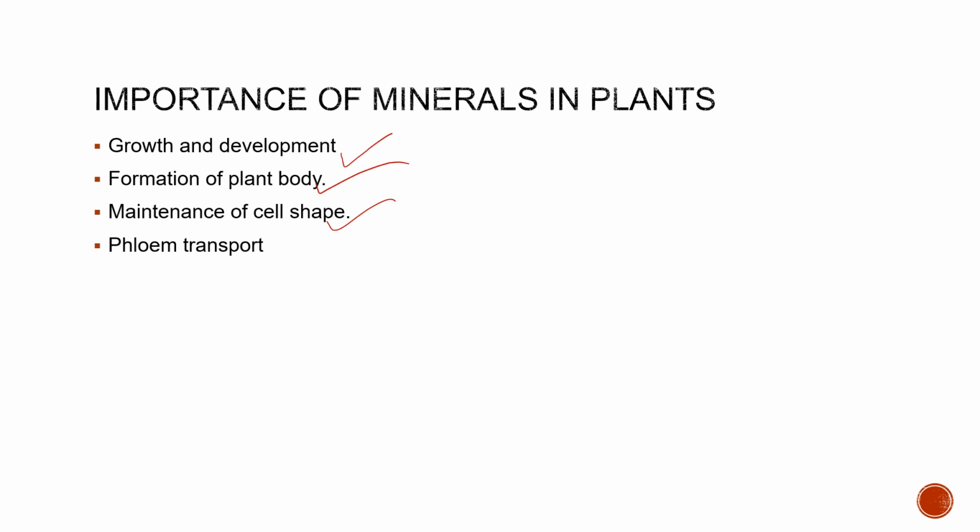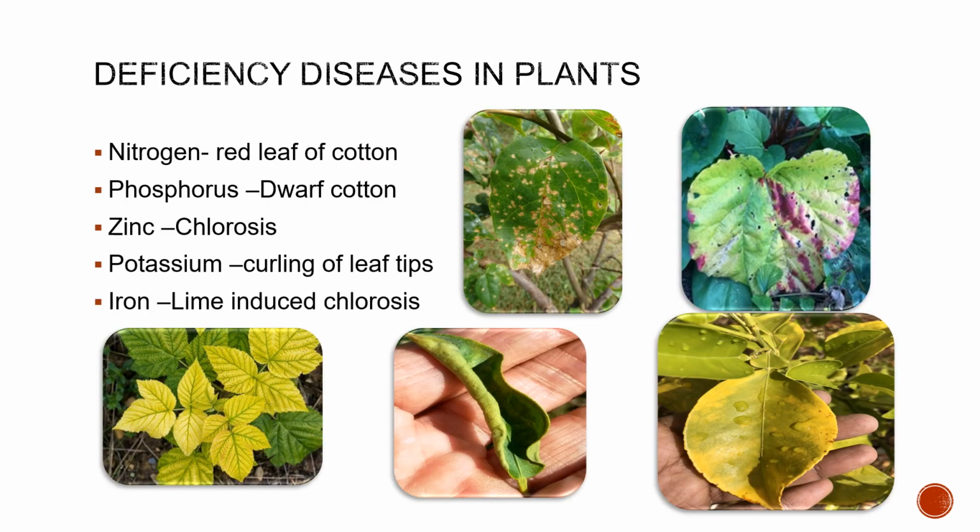Boron and potassium are two minerals which help in the translocation of food through the phloem. Several diseases are caused by the deficiency of particular minerals. So let us see what the diseases are. Here we have taken a few leaf samples showing a few diseases.